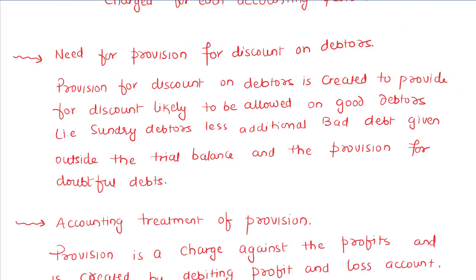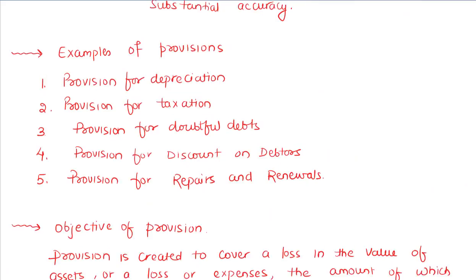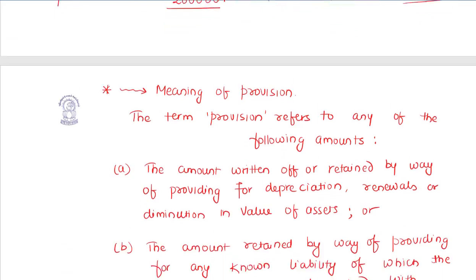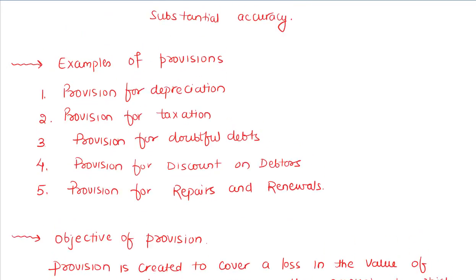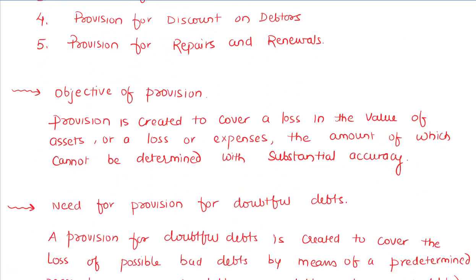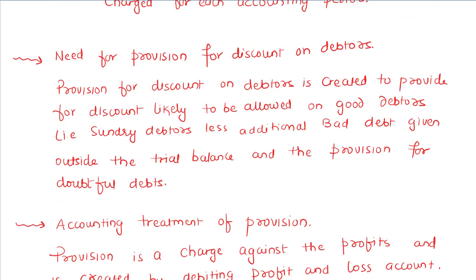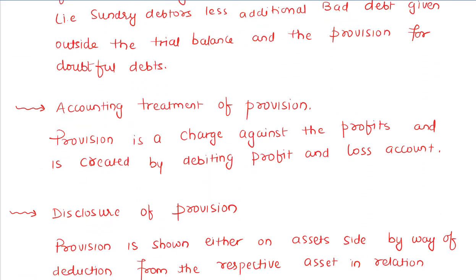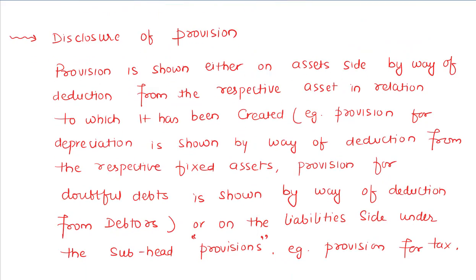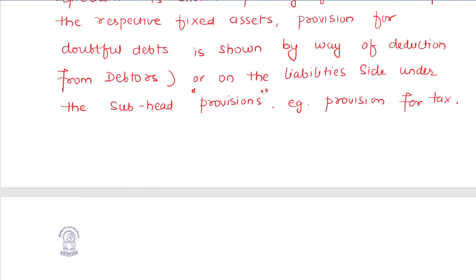I believe you must have understood everything about provision now. We have seen the meaning of provision, examples related to provision, objectives of provision, need for provision for discount on debtors, the accounting treatment, that it should be debited from the profit and loss account, the disclosure that is required in relation to provision. Let us shift to another topic, reserves.